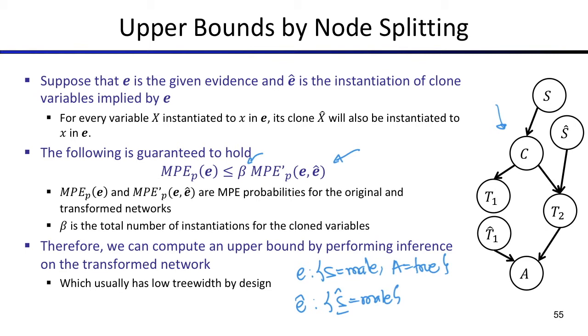And the idea is that we split the network and we use variable elimination to compute the MPE for this network. But it's important that this network will have a low tree width by design. So what it means is that we're going to apply a procedure to reduce the tree width of this network. And usually what we do is to locate loops, and we open the loops by splitting variables. And that way you're going to reduce the tree width, and you're going to be able to compute the MPE probability using the MPE algorithm that we discussed before.